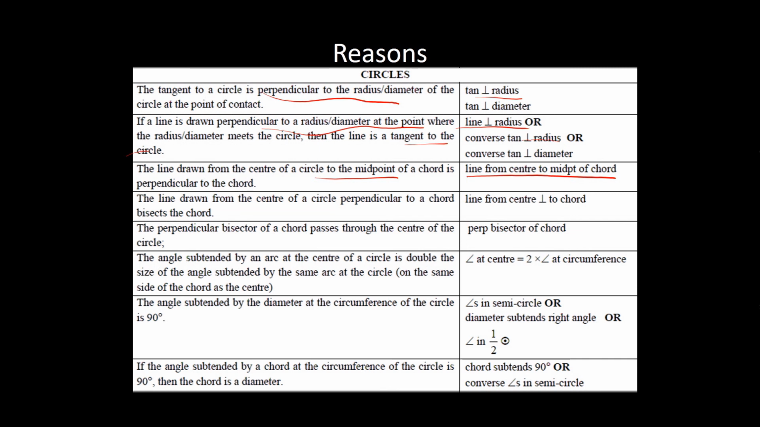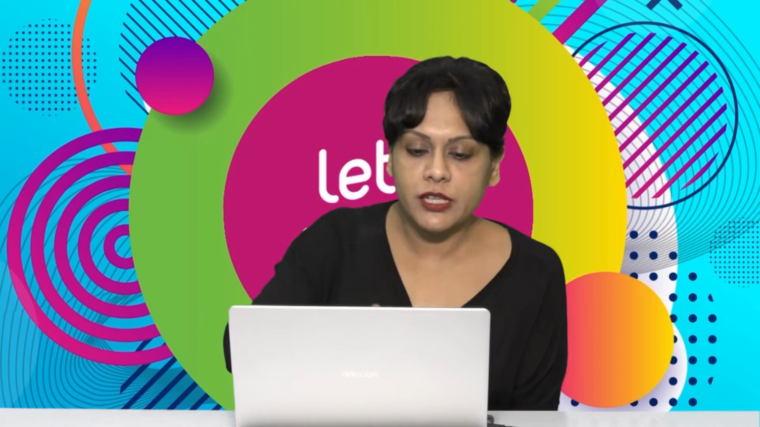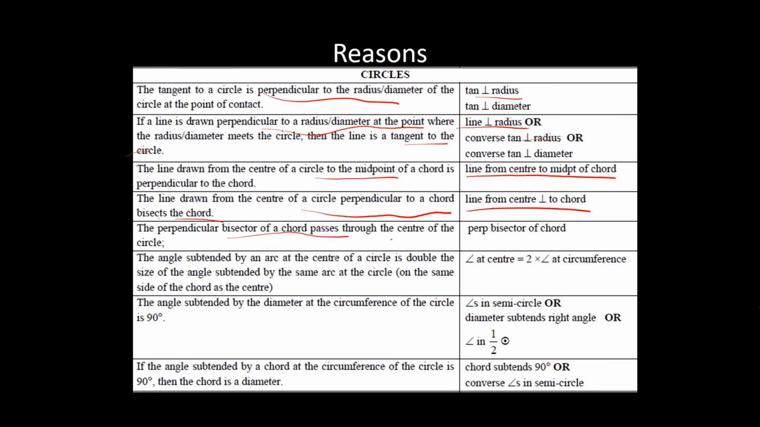Okay? And part of that theorem says that the line drawn from the center of a circle perpendicular to the chord bisects the chord. So essentially it's the same theorem, just expanded on. So therefore we use the same reasoning, line from center perpendicular to chord. It's slightly worded differently, but it's essentially the same theorem. And then we're going to look at the opposite of that, which says that the perpendicular bisector of a chord passes through the center of the circle. So that's our converse, and there our reason is perpendicular bisector of chord.